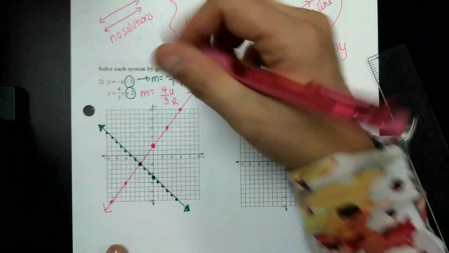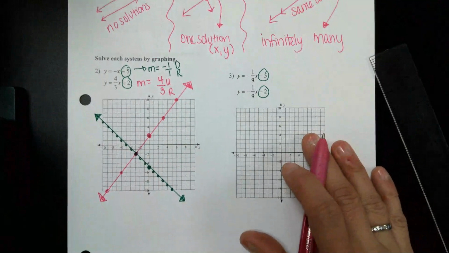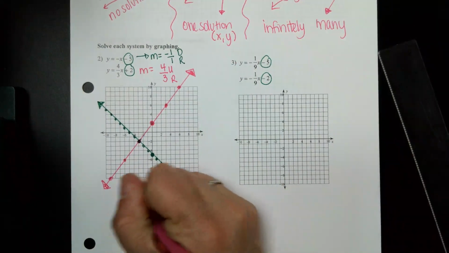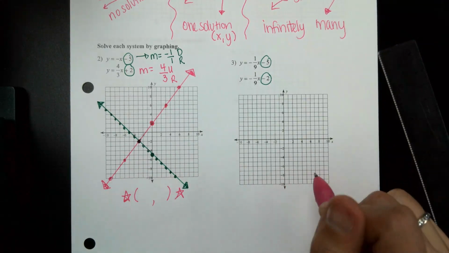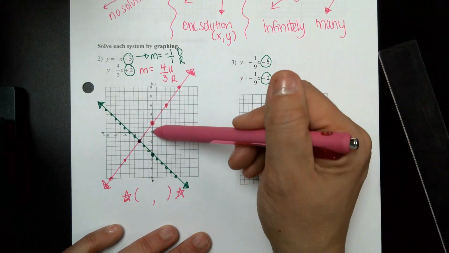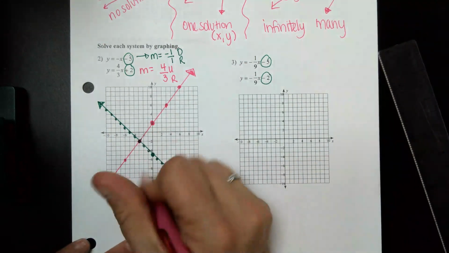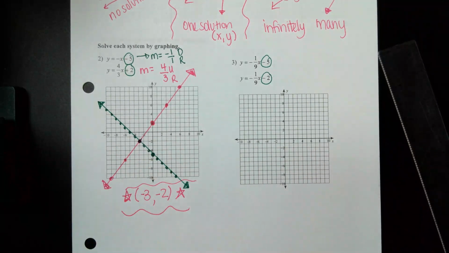Okay, so then once you actually have those graphed, if they cross, you have to write the ordered pair of where they cross each other. Where do they cross at? -3, -2. Good job. So when you're solving a system of equations, you're looking for the coordinates of where they would cross each other. So you have to put the ordered pair when you're done.